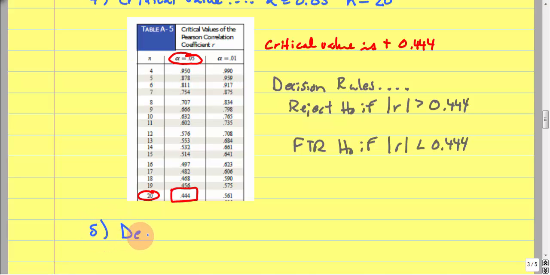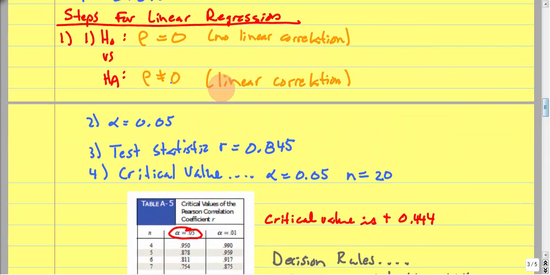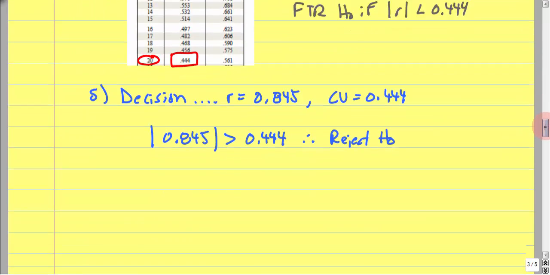Okay, so we actually are going to make some sort of a decision now. In order for me to make our decision, I need to know R, which was 0.845, and I need to know my critical value, which was 0.444. Well, we can see pretty clearly that the absolute value of 0.845 is greater than my critical value of 0.444. Therefore, we will reject H0. Now, when we reject H0, that means we have support for my alternative hypothesis. So we rejected no linear correlation. That means we do have some sort of a linear correlation, and that would show up in my summary.